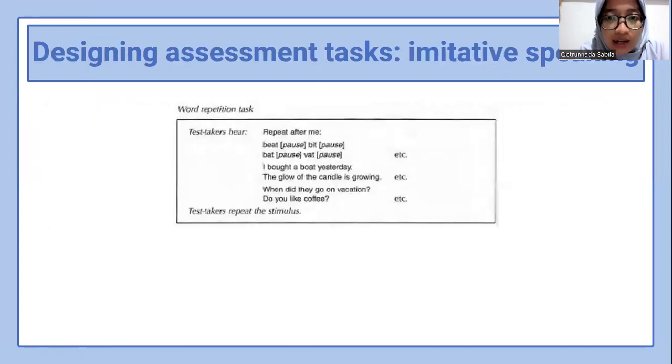Designing assessment tasks: imitative speaking. You may be surprised to see the inclusion of a simple phonological imitation in a consideration of assessment of oral production. In a simple repetition task, test takers repeat the stimulus, whether it is a pair of words, a sentence, or perhaps a question. You can see the example here about word repetition task.